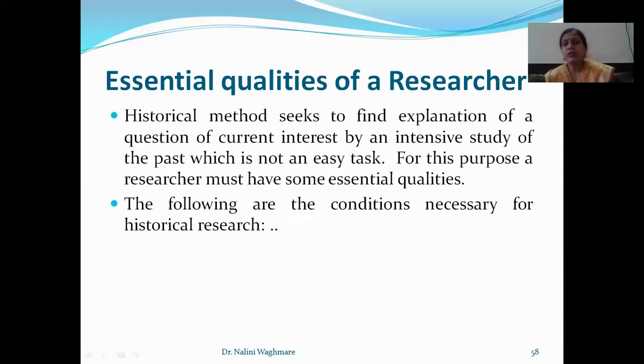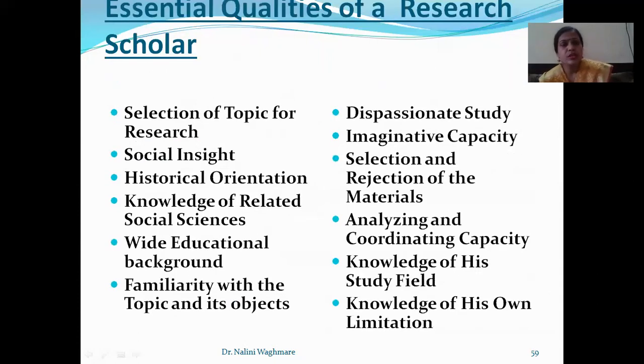Then directly we go to what were the good qualities of a researcher. The historical method seeks to find explanations of questions of current interest by an exchange. So, what are the good qualities of a researcher? We go directly. First thing is the selection of topics. Social insight must be there. Wide educational background is required. Familiarity with the topic and its objective.